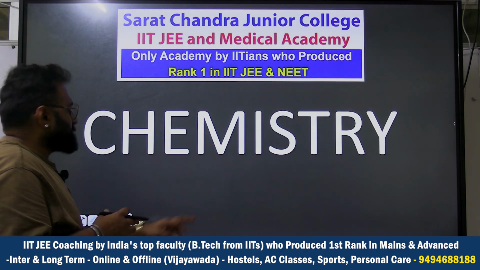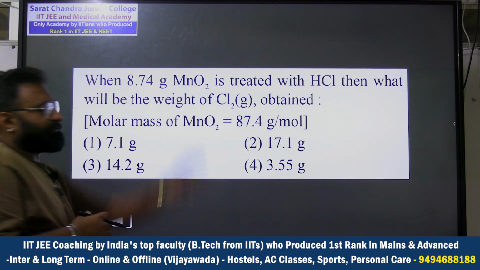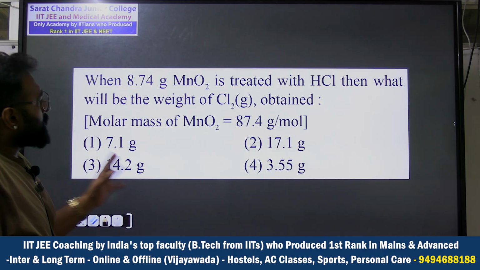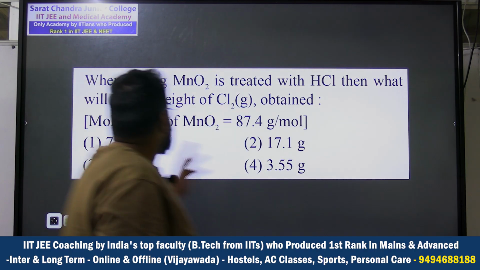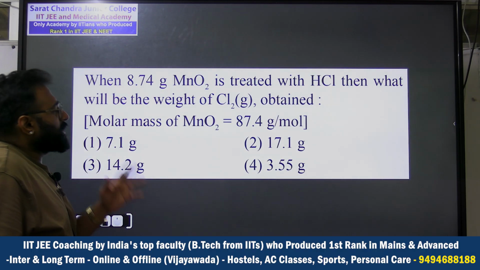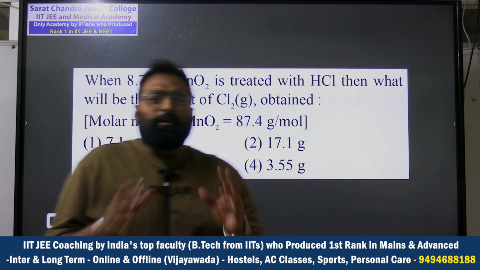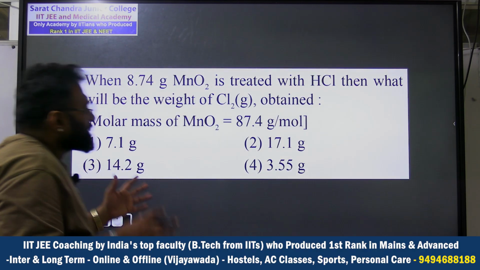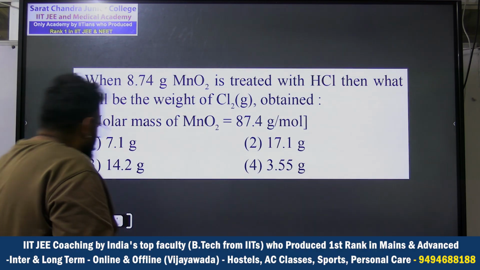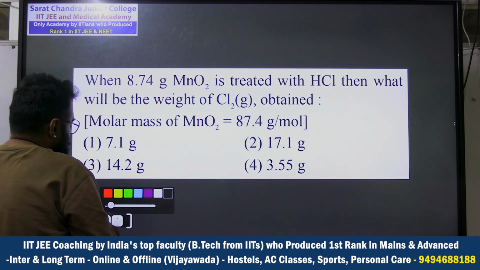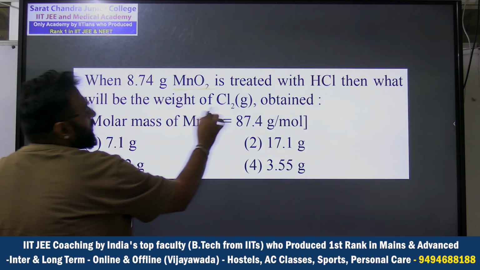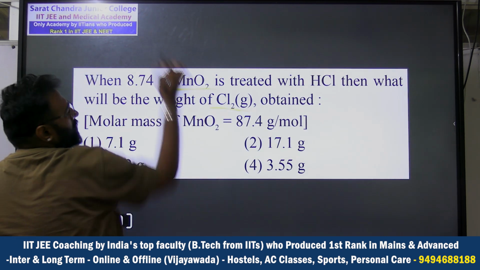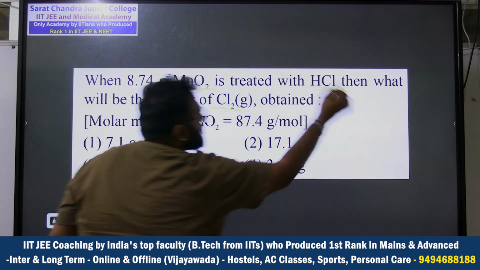Now if we analyze the second session paper of chemistry, the first question: when 8.74 gram of MnO2 is treated with HCl, then what weight of Cl2 is obtained? A very simple question from stoichiometry, and therefore we need to understand the reaction. MnO2 reacts with HCl to produce Cl2.